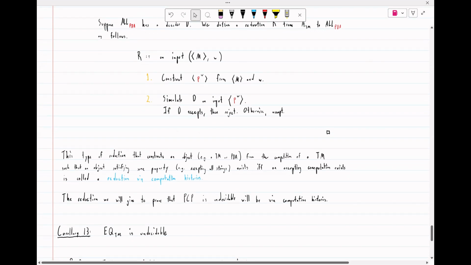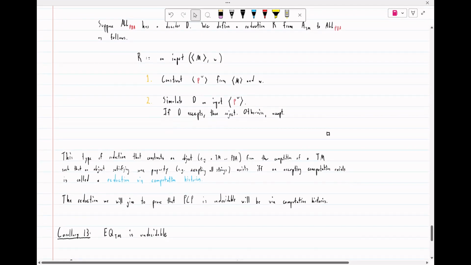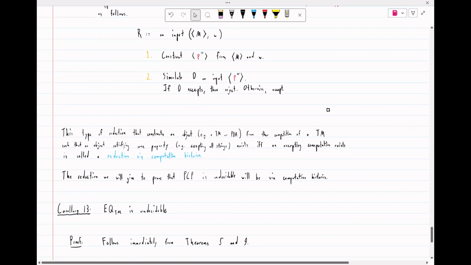Oh, and why were we doing all this? Well, it was to show that EQTM was undecidable, right? First, we reduced that to showing ALL TM. We've just had to show ALL TM was undecidable, and we just showed how to do that. So if you just combine the statement that EQTM reduces to ALL TM, and ALL TM is undecidable, then I get that EQTM is undecidable.